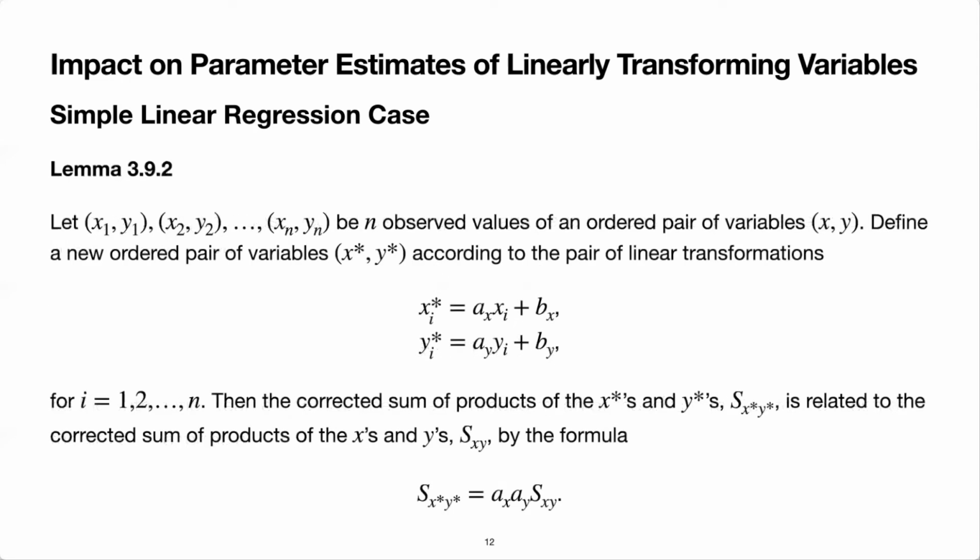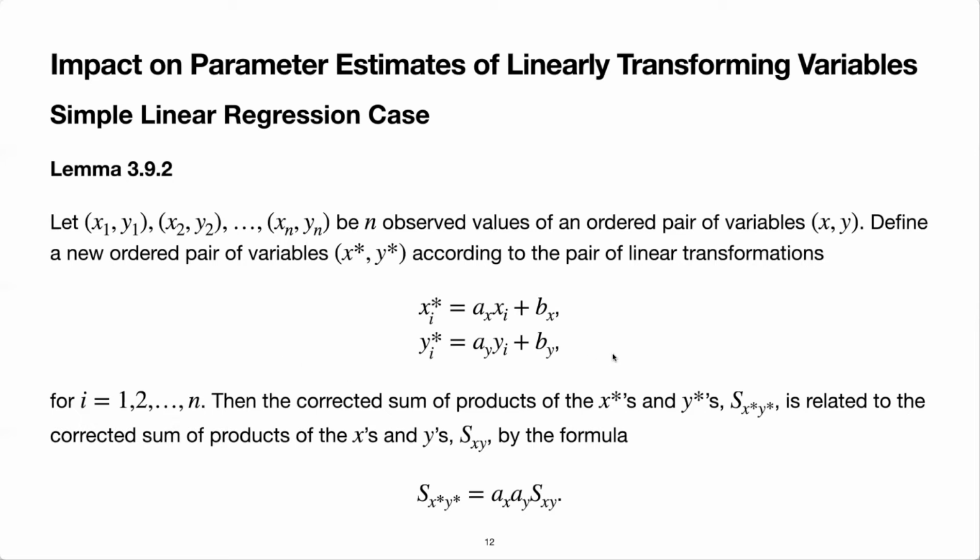All right, now let's look at lemma 3.9.2. So let x1, y1, x2, y2, and so forth up to xn, yn be n observed values of a sample of ordered pairs of variables x and y. Now define a new ordered pair of variables, x star, y star, according to the pair of linear transformations where x sub i star is equal to a sub x times x sub i plus b sub x, and y sub i star is equal to a sub y times y sub i plus b sub y. So all we're doing is just linearly transforming the x's and the y's.